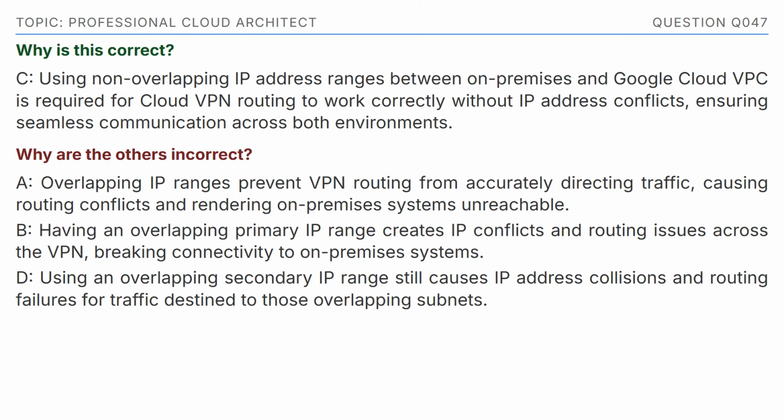Why are the others incorrect? A. Overlapping IP ranges prevent VPN routing from accurately directing traffic, causing routing conflicts and rendering on-premises systems unreachable. B. Having an overlapping primary IP range creates IP conflicts and routing issues across the VPN, breaking connectivity to on-premises systems. D. Using an overlapping secondary IP range still causes IP address collisions and routing failures for traffic destined to those overlapping subnets.